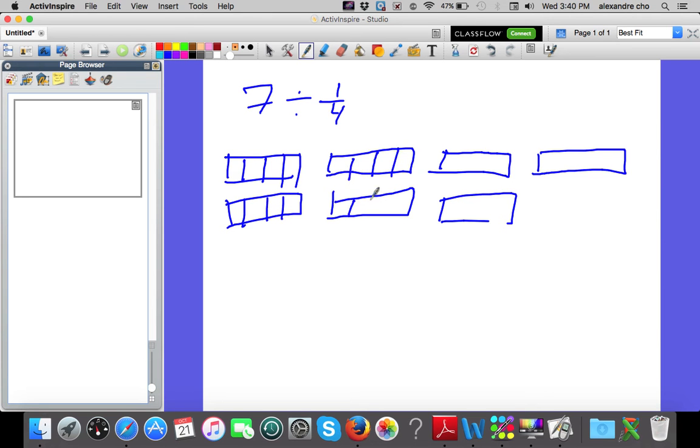Break everything into fourths. Half, half, half, half. Break that in half. Break each half in half. Here you go. So count them off. 1, 2, 3, 4, 5, 6, 7, 8, 9, 10, 11, 12. You can fast forward. 13, 14, 15, 16, 17, 18, 19, 20, 21, 22, 23, 24, 25, 26, 27, 28.